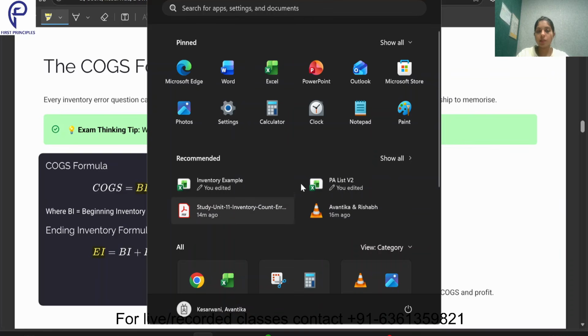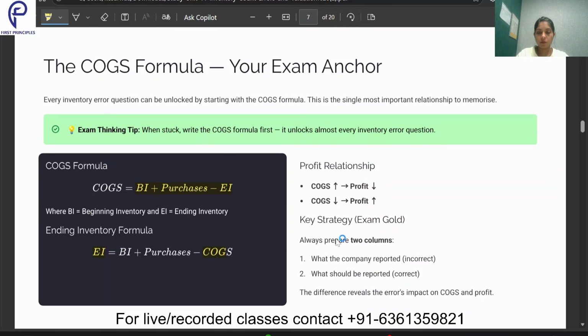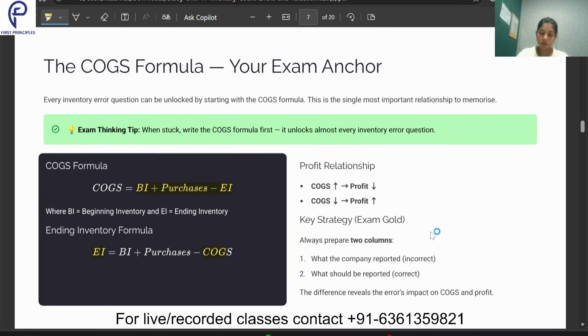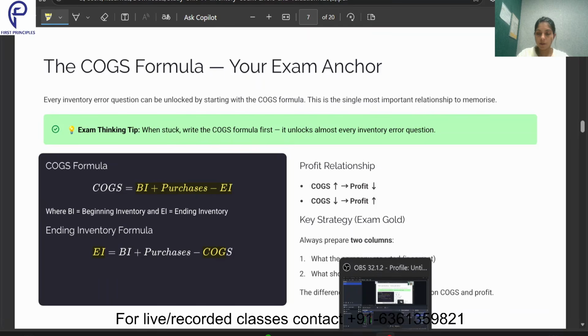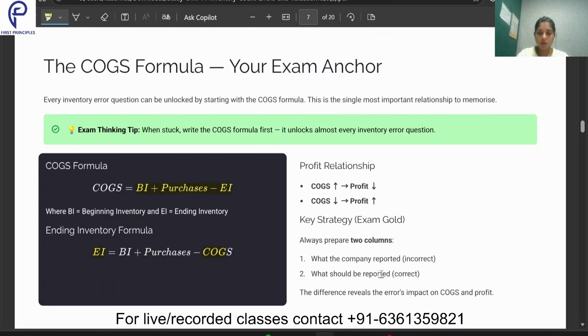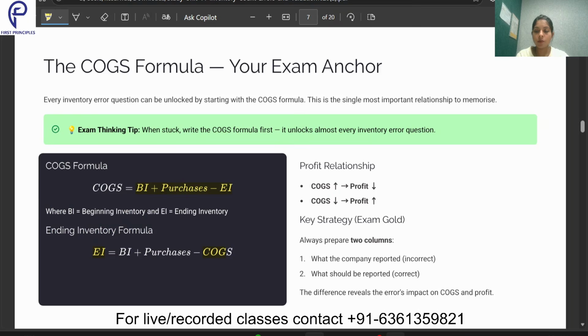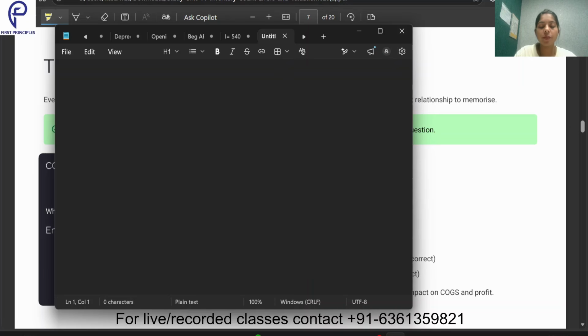Let's take one example. I think it's taking time to open. Just let me see. Yeah, sorry guys. So I was taking an example of how cost of goods sold and profit are connected.